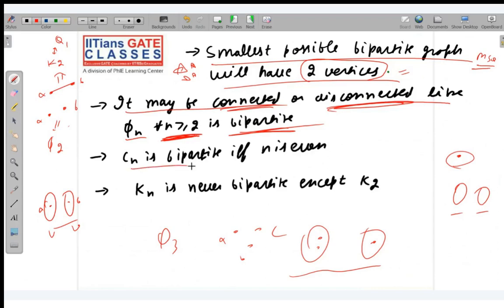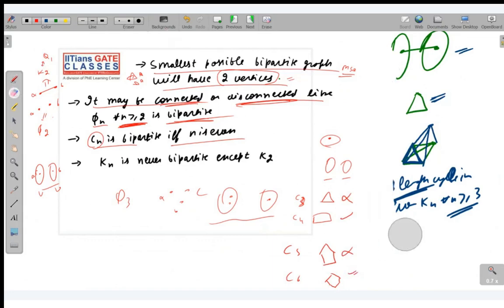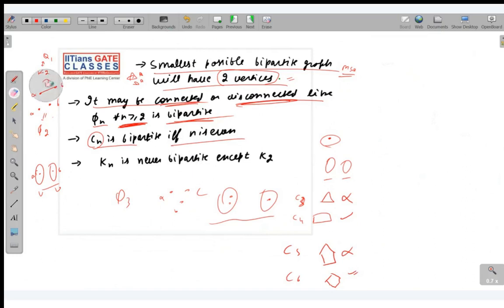Cn is bipartite if and only if n is even. That is very obvious. Cn is the cycle graph. So C3, how was C3 looking? Like this. Clearly it is an odd length cycle, so it can never be bipartite. C4, yes, it will be bipartite. C5, how will C5 look? C5 will be like this. It is not bipartite. Okay, C6, I think I have just shown you. C6 hexagon, it was bipartite. We have proven it properly.